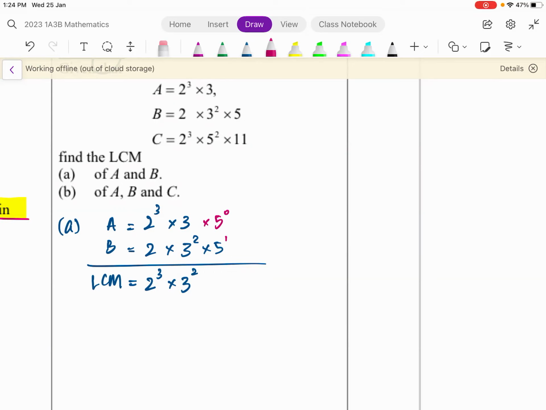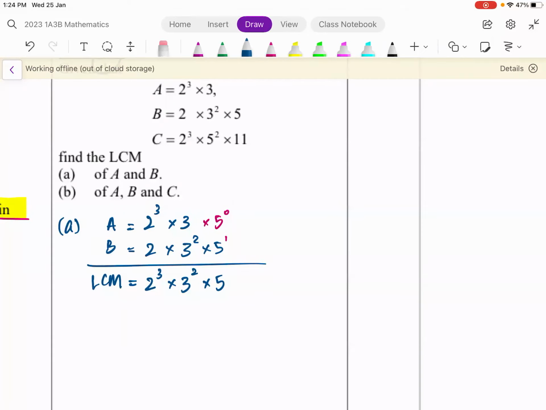So if I take a number, A, which is 2 power 3 times 3, which we know is 24, and then I multiply by 1, does it change the value? If I multiply by 1, do I change the value? No, right? So can I put 5 power 0? Yes, because I'm just multiplying by 1. The reason why I'm doing this is so that you can recognize, oh, there is a 5 over there. It's just that the power is 0. And therefore, I put 5 power 1.